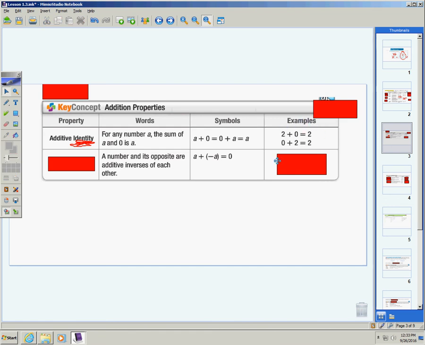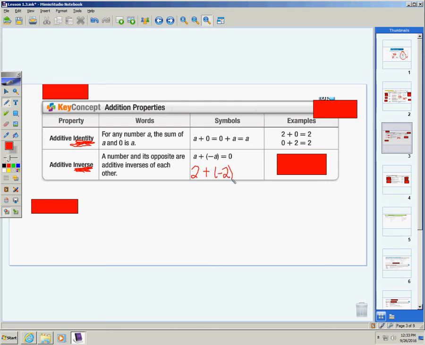Then we have the additive inverse. Whenever you see inverse, that means we're kind of undoing something. We're going backwards, we're inverting it. So a number and its opposite are additive inverses of each other, which basically means if I take any number and add its opposite, so for example, if I had 2 and I added the opposite of 2, which is negative 2, I will always get 0. Any number plus its opposite is 0.